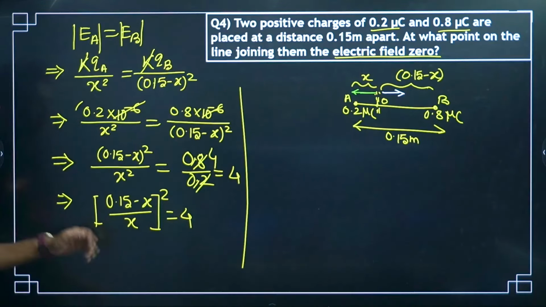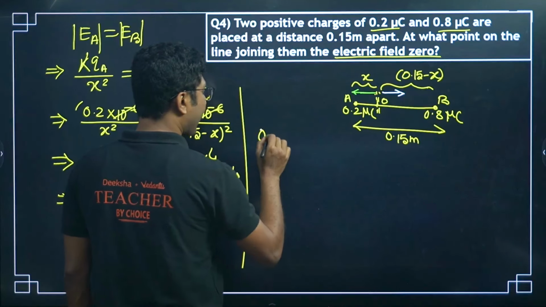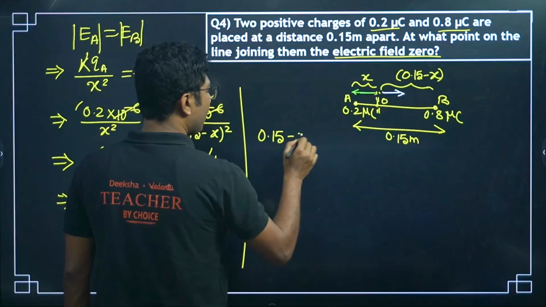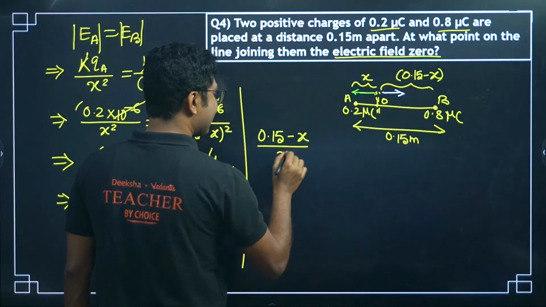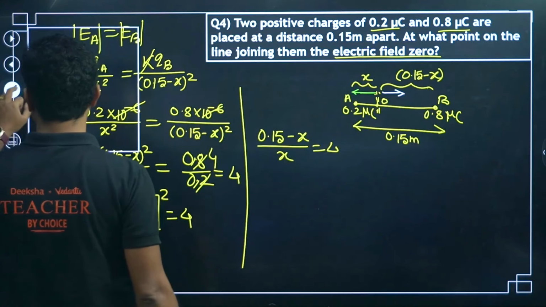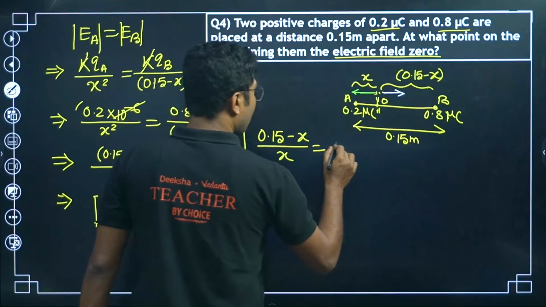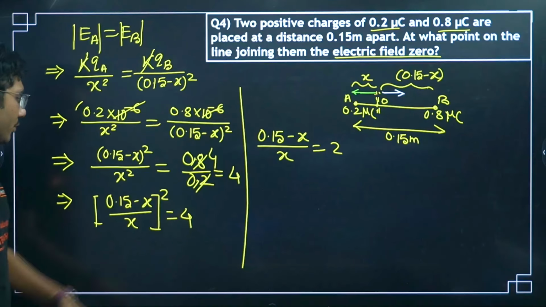Right. Now what we will do? We will take the square root on both sides and we will avoid the negative sign, because x represents distance, and distance cannot be negative. So that means we will take the positive value only. So the square root of 4 is 2.